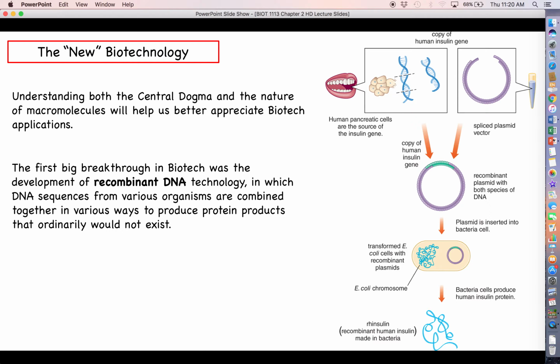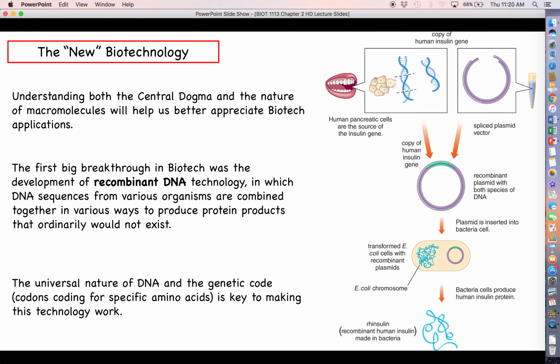So historically with biotech, the discovery of being able to manipulate DNA and produce proteins to create this recombinant DNA technology was really a major breakthrough, a game changer in that regard. What this allows us to do is take DNA sequence from various organisms and combine them together in various ways to produce protein products that ordinarily would not exist. So if you think of a gene and its protein product as natural, recombinant DNA and recombinant proteins might be considered unnatural, just without the negative connotation that's associated.